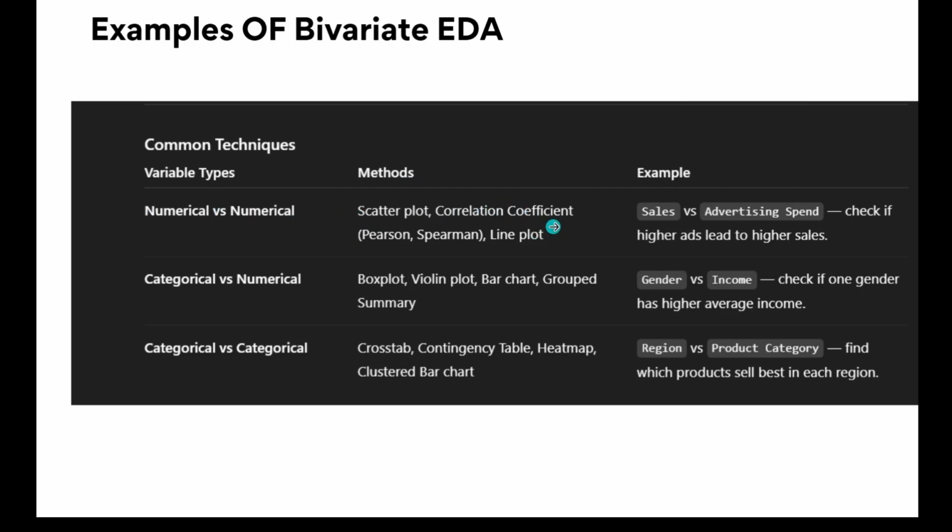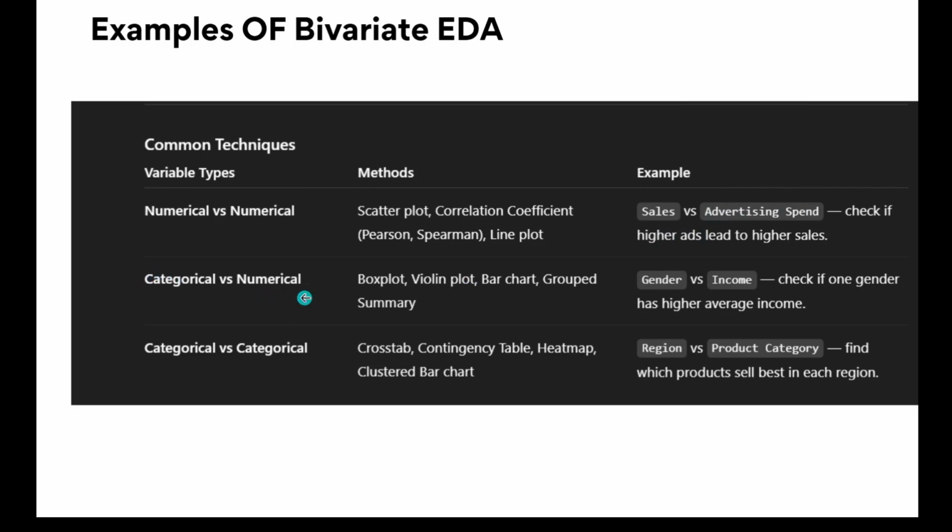Now we can also try to see the correlation coefficient, where we can use the Spearman ranking or the Pearson. And we can also make use of a line chart. Let's say, for example, we are trying to compare sales versus advertising spend to check if higher ads lead to higher sales.